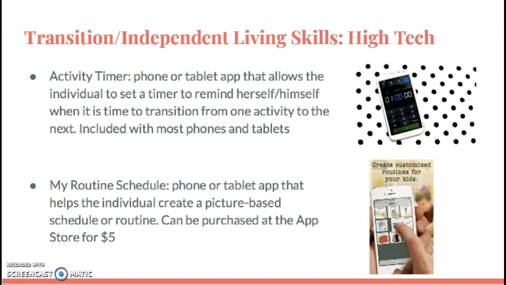Two high-tech solutions are the activity timer and a scheduler. So the activity timer is a phone or tablet app that allows the individual to set a timer to remind herself or himself when it's time to transition from one activity to the next. And those are included with most phones and tablets, and they can be really useful for all of us, but especially for individuals with autism that are working on independence, to remind them about transitioning from one activity to the next, or when they need to stop what they're doing and maybe prepare for the next activity.